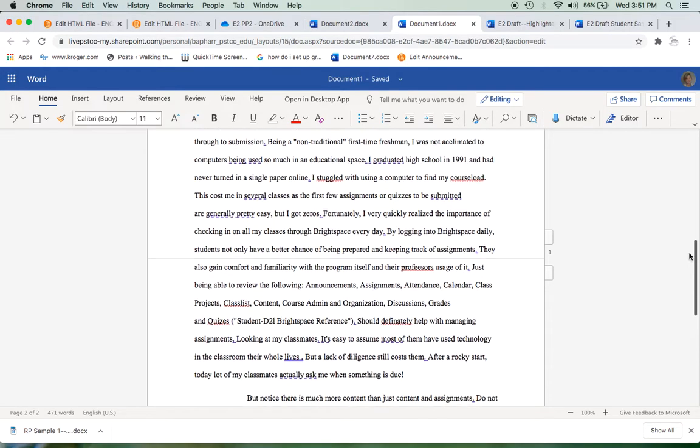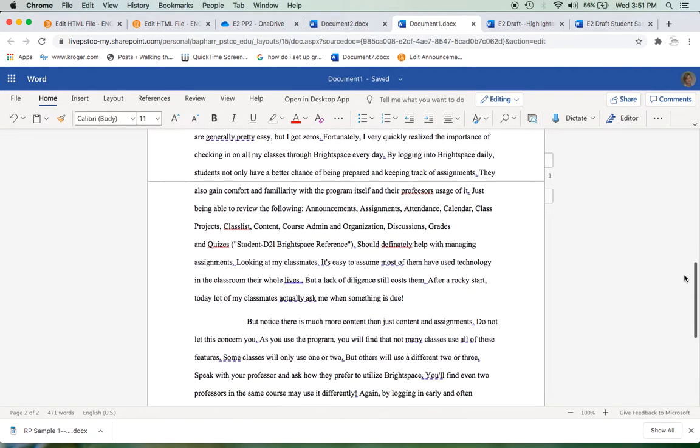By logging onto Brightspace daily, students not only have a better chance of being prepared and keeping track of assignments, they also gain comfort and familiarity with the program itself and their professors' usage of it. Just being able to review the following: announcements, assignments, attendance, calendar, class projects, class list, content, course admin and organization, discussions, grades, and quizzes should definitely help with managing assignments.